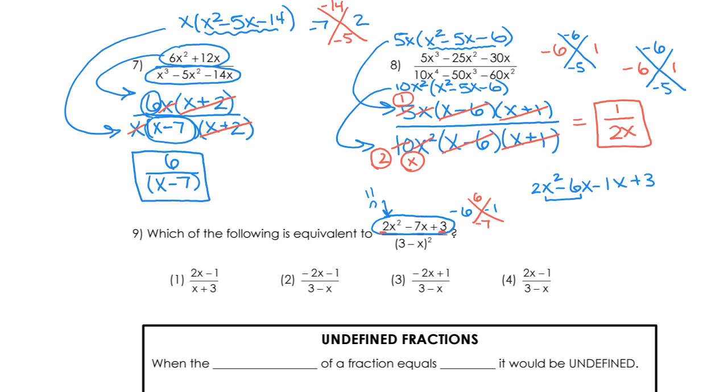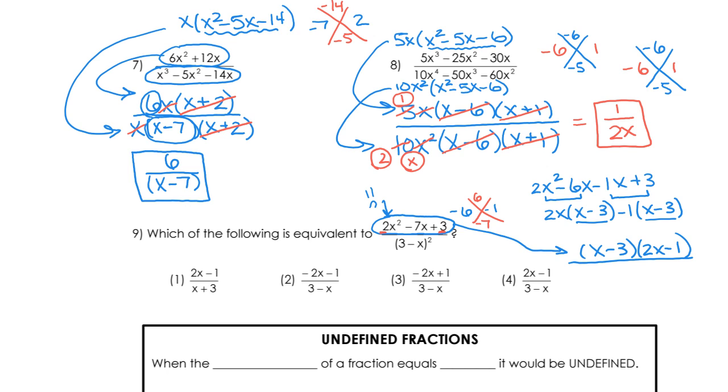Regroup and factor out something from the first one, which is a 2x, left with an x minus 3. Out of the second group, we have to pull out the negative and a 1. Left over would be an x minus 3. Okay. Good news, those match. And so x minus 3 becomes our first factor. And the guys on the outside make 2x minus 1 as our second factor. Okay, so that top has now been factored.